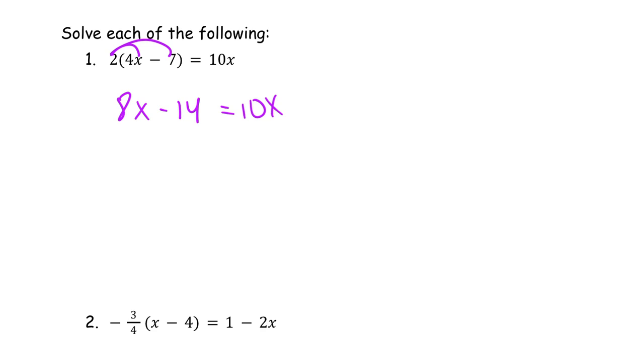So now I've got both sides completely simplified. I'm going to move my x's to one side and my constants to the other. So it looks like at this point I'm going to subtract 8x from both sides, which will give me 2x over here. And then I'm going to divide everything by 2, which will give me -7.